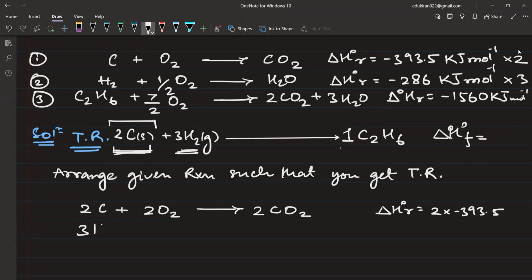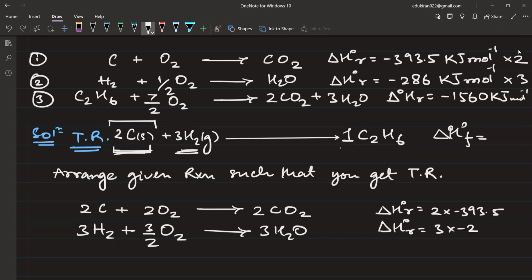3 moles of H2 plus 3 by 2 moles of O2 is going to give me 3 moles of H2O, and the delta H naught for this reaction, the enthalpy of this reaction, will be 3 into minus 286 kilojoule per mole. Now, what about ethane? Ethane कौन से reaction में है? First, second और third, tell me guys. Ethane कौन से reaction में है? Third. Third में है. अच्छा.